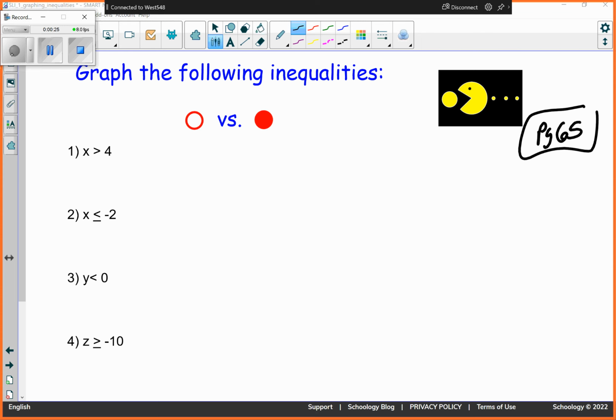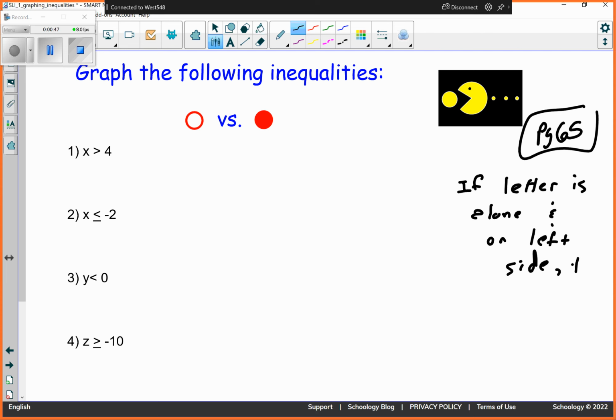Okay? So, the first thing I want to just kind of get out of the way is: if letter is alone and on left side, then arrow points direction.